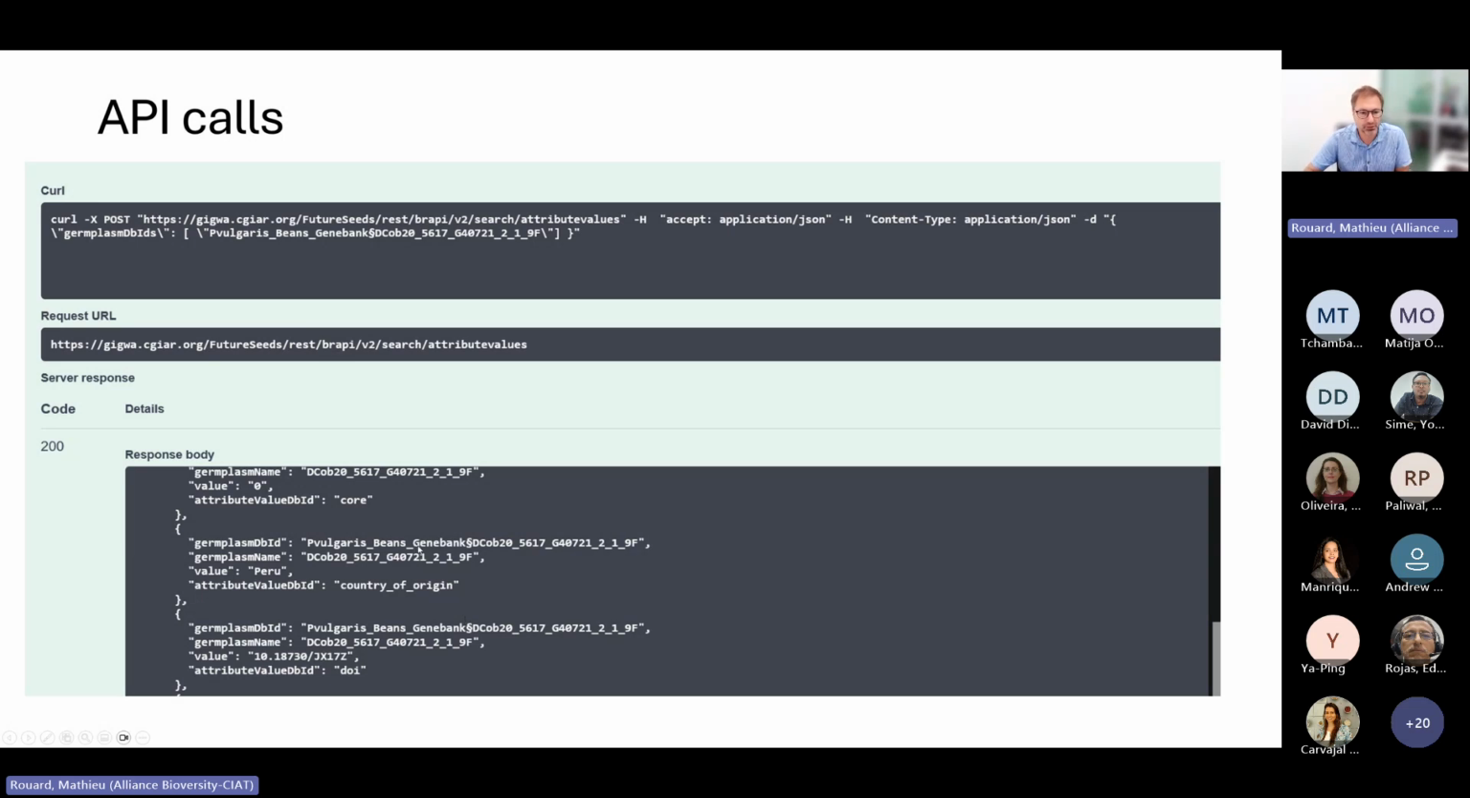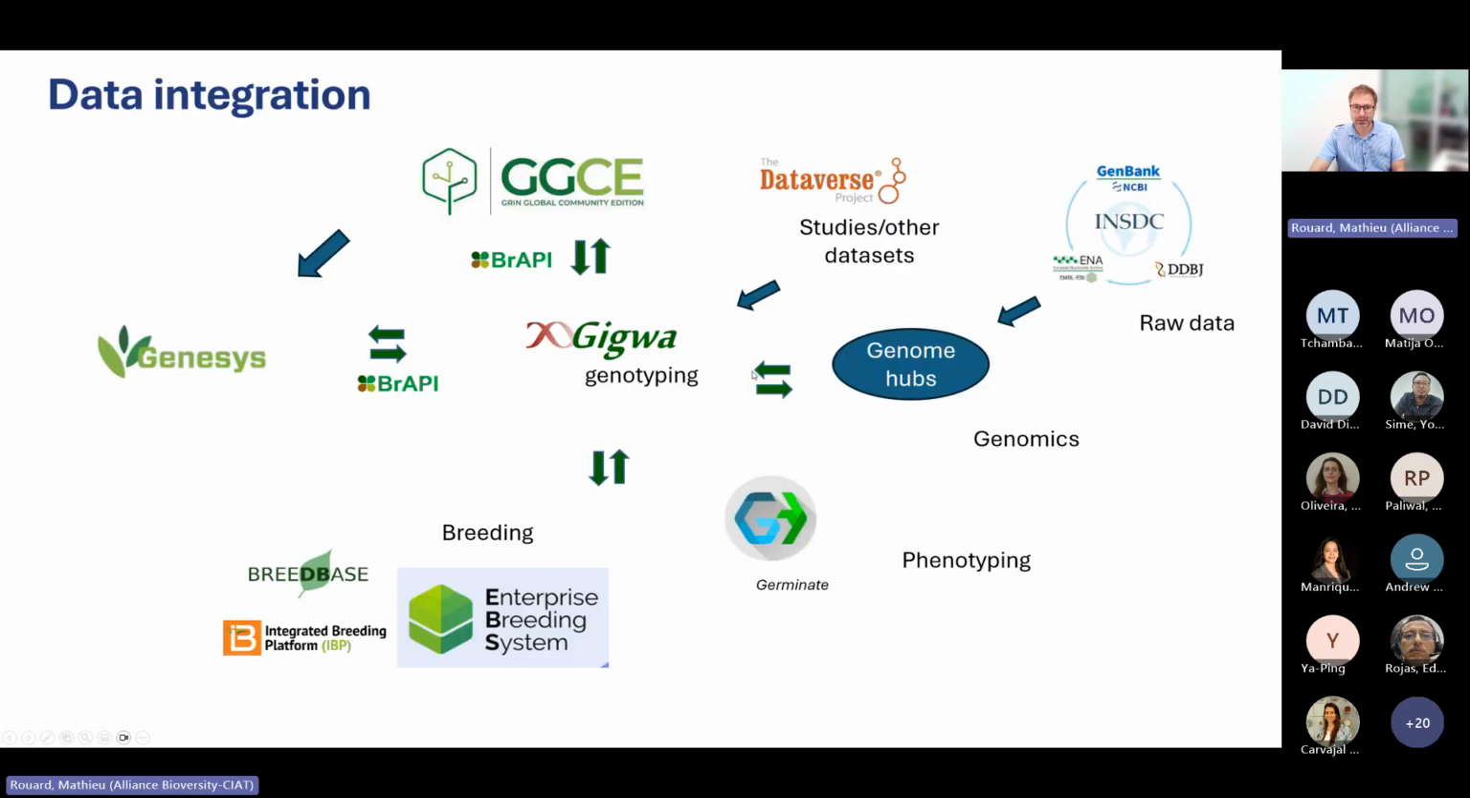So I did a call, for instance, on bean data at FutureSeed, where with a specific germplasm ID, I could get this information and the associated DOI. So those are just examples of what you can do with the application. And now, what is work in progress is to see what could be the integration of data. That's something I've tried to design. I mean, there is nothing in stone, but trying to understand what's the data flow.